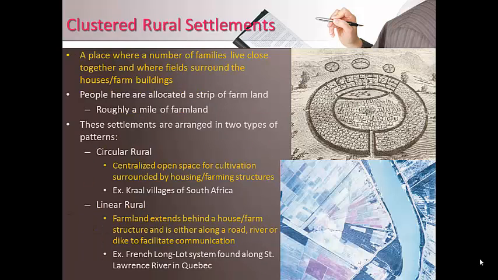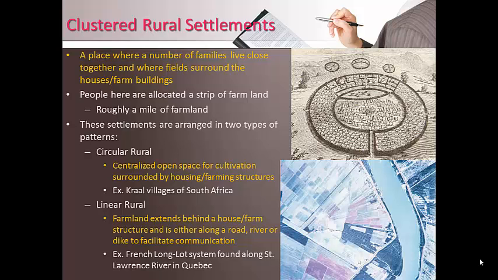All right, let's talk about rural settlements, specifically clustered rural settlements. These are places where a number of families live close together and where the fields are surrounded by houses and farmlands. There's a common farm area. People here are allocated a certain strip of farmland, roughly a mile or so. These settlements are arranged into two types of patterns. One is a circular pattern, with a centralized open space for cultivation in the middle, surrounded by housing and farming structures. One example is the Kraal villages of South Africa, which you see in the top right picture.